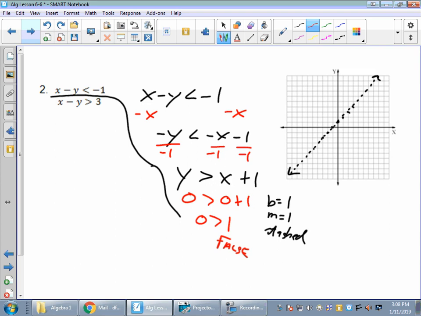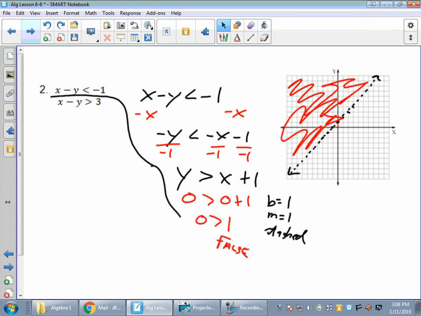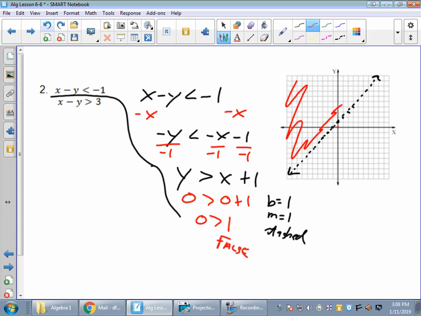So when I shade, 0, 0 is over here. Remember, I'm shading on the opposite side of the line. I'll be shading over there. Whoops. I can't shade on the line because it's dotted. So all this stuff will be shaded.